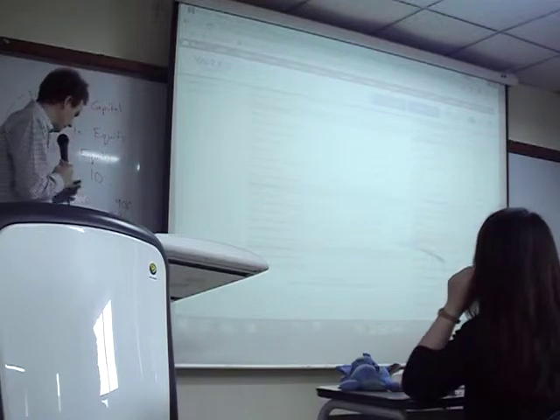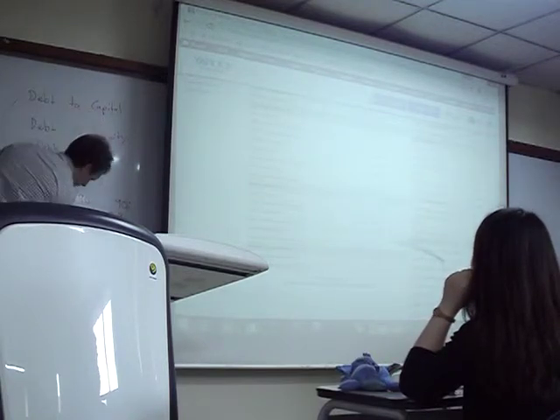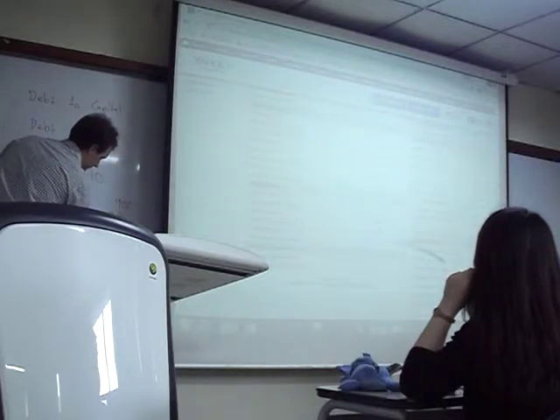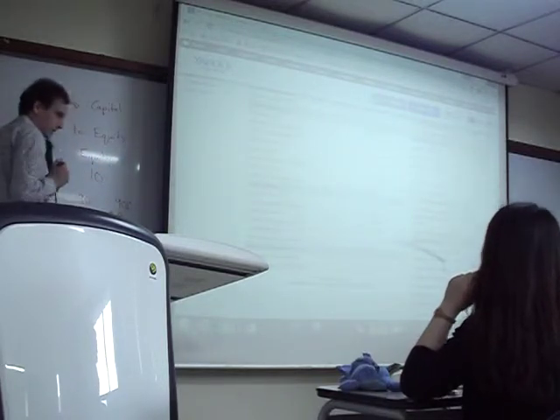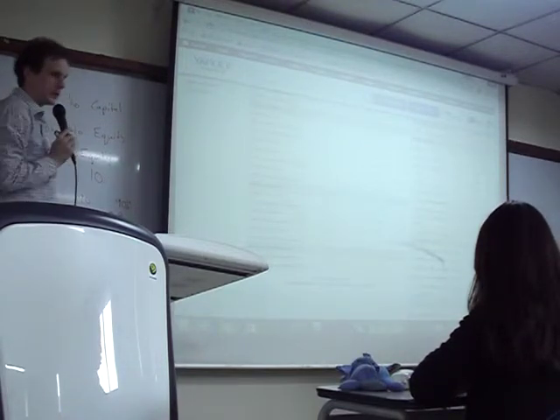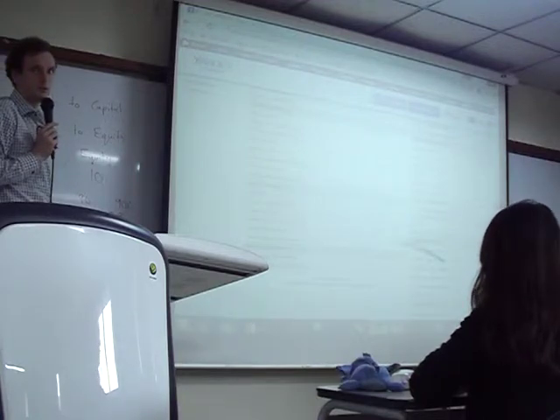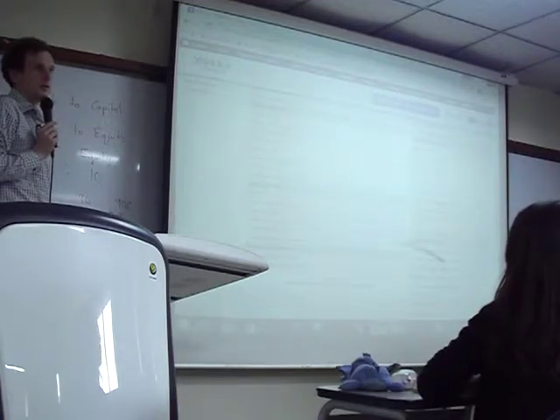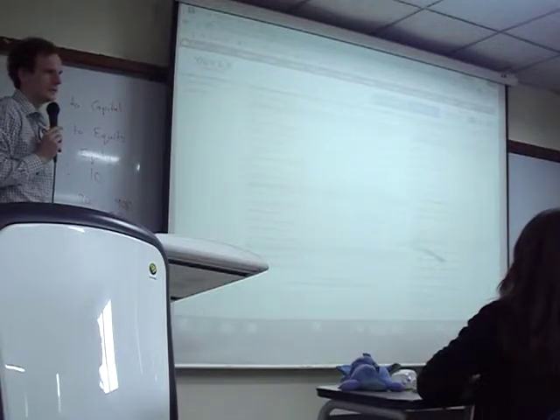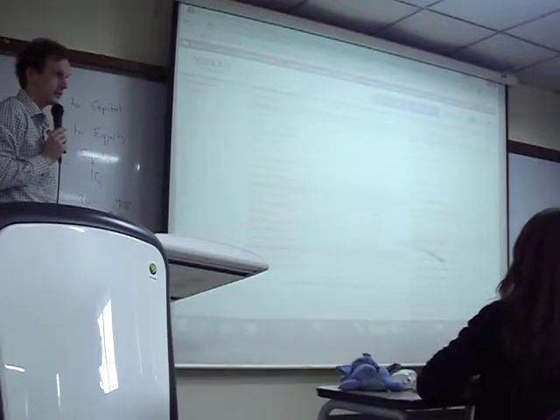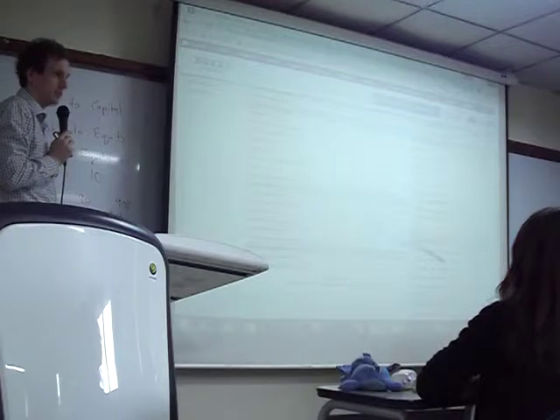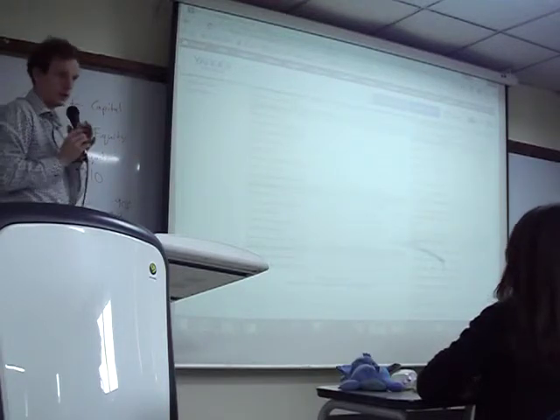This one for Coca-Cola is 104, debt over equity is 1.46, 146%. So that's the debt to equity ratio. But if we look at debt to capital, is debt over debt plus equity going to be more than 50% or less than 50%? Which is higher, debt or equity? Debt. Debt is higher, right? So debt over debt plus equity, more than 50% or less than 50%? More. We have more debt than equity, right?